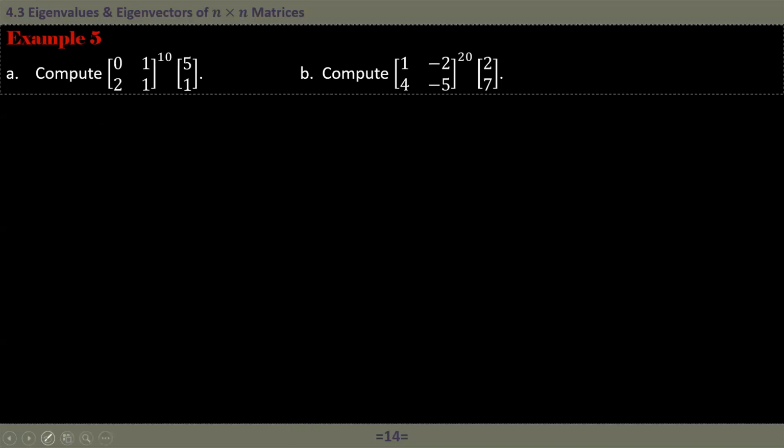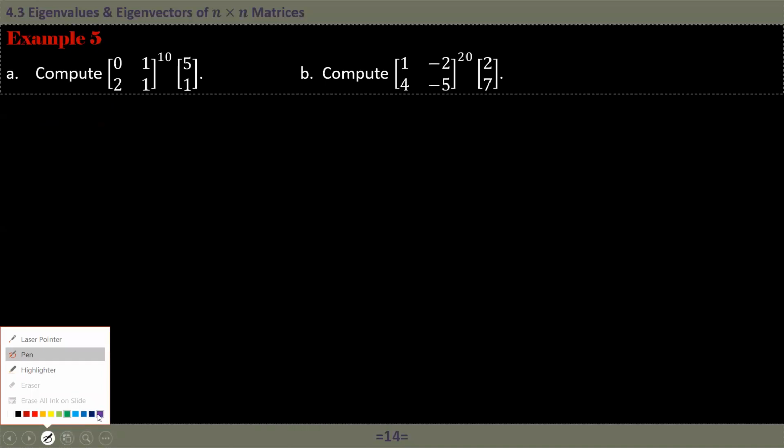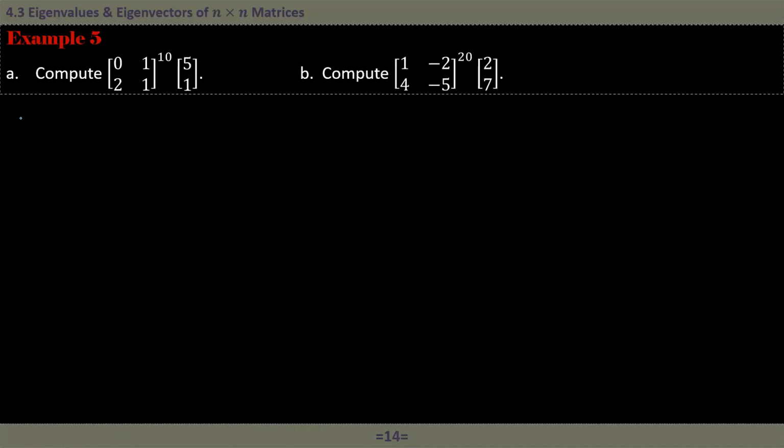Solution. Let's say our matrix A is [0, 1; 2, 1], and our vector is (5, 1). So the question here is we need to calculate this thing: A to the power of 10 times vector x. The question is, what is this?